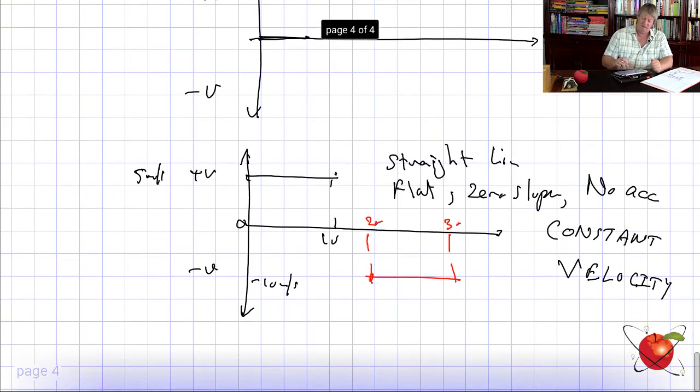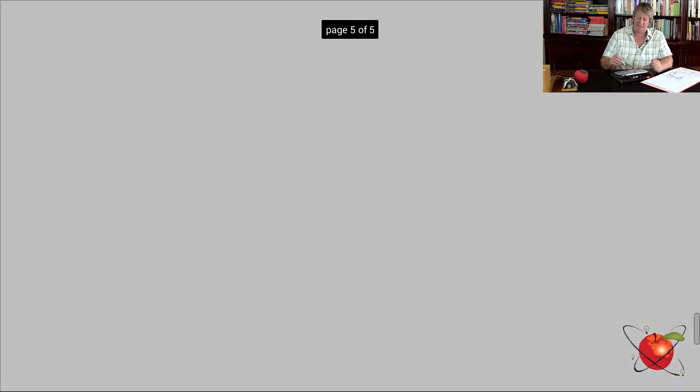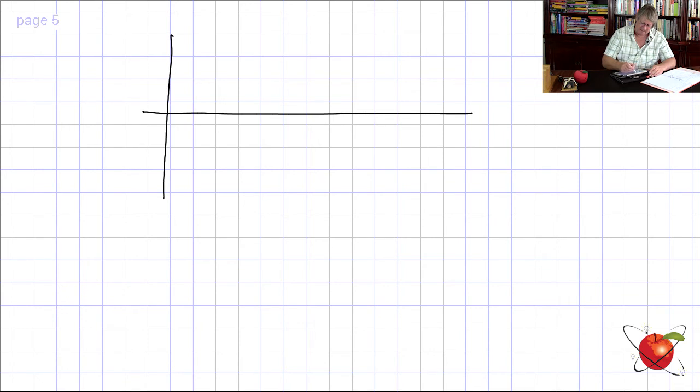Right? Now, let's have a look at the next one. The next one is a velocity graph that looks like this. Okay? Like that. So this is plus v minus v, and let's say we go up here, and that's 10 meters per second, and once again we've got time.